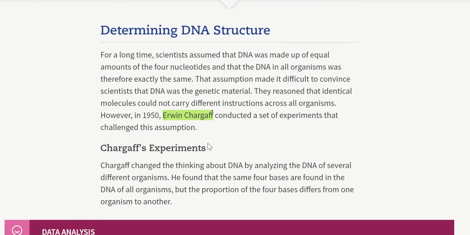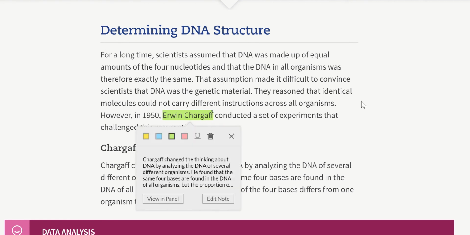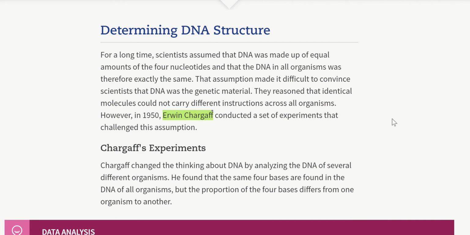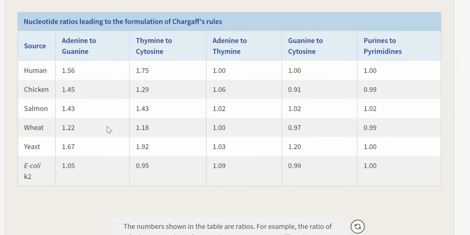Determining DNA structure: how did we get DNA structure? There's a guy named Erwin Chargaff. What Erwin Chargaff did is run tests on DNA from a bunch of different species, and here are the different species that he looked at. He broke down DNA into the nitrogen bases in the nucleotides: adenine, thymine, guanine, and cytosine.